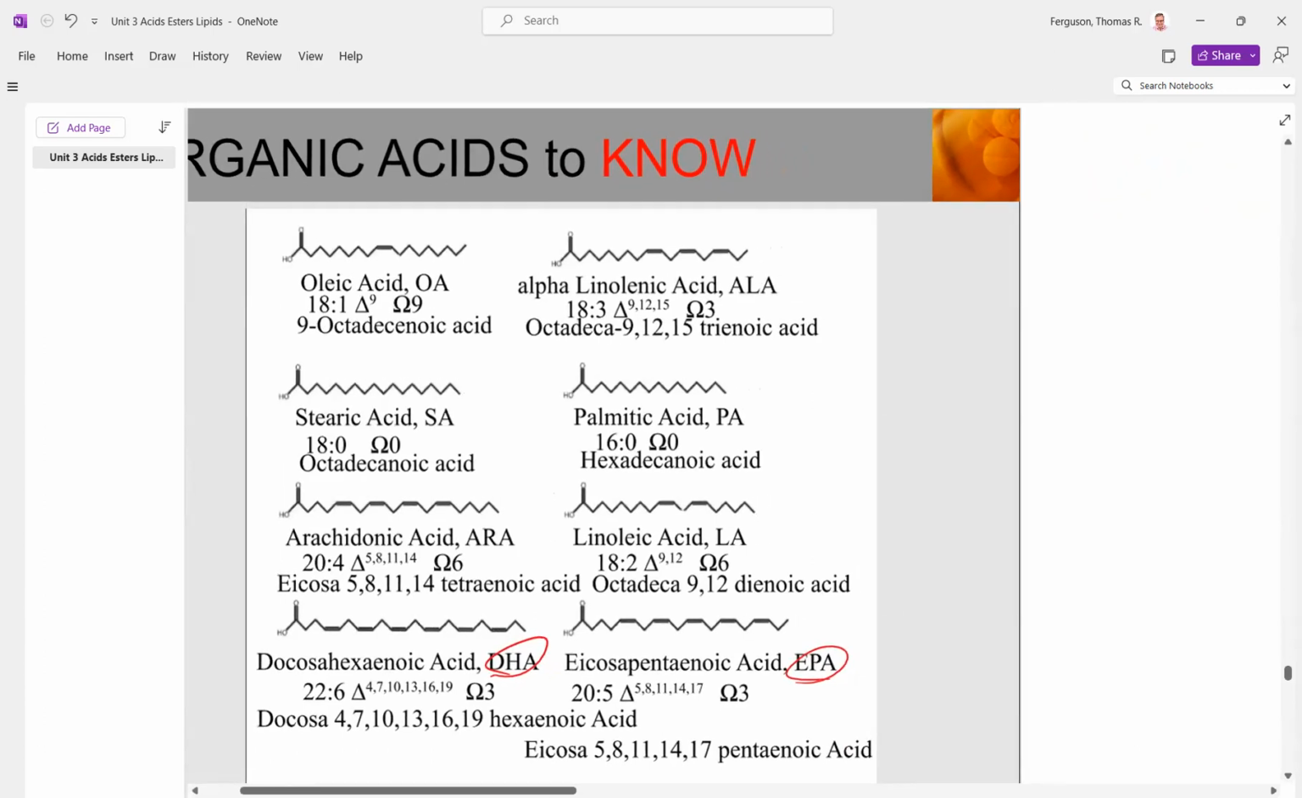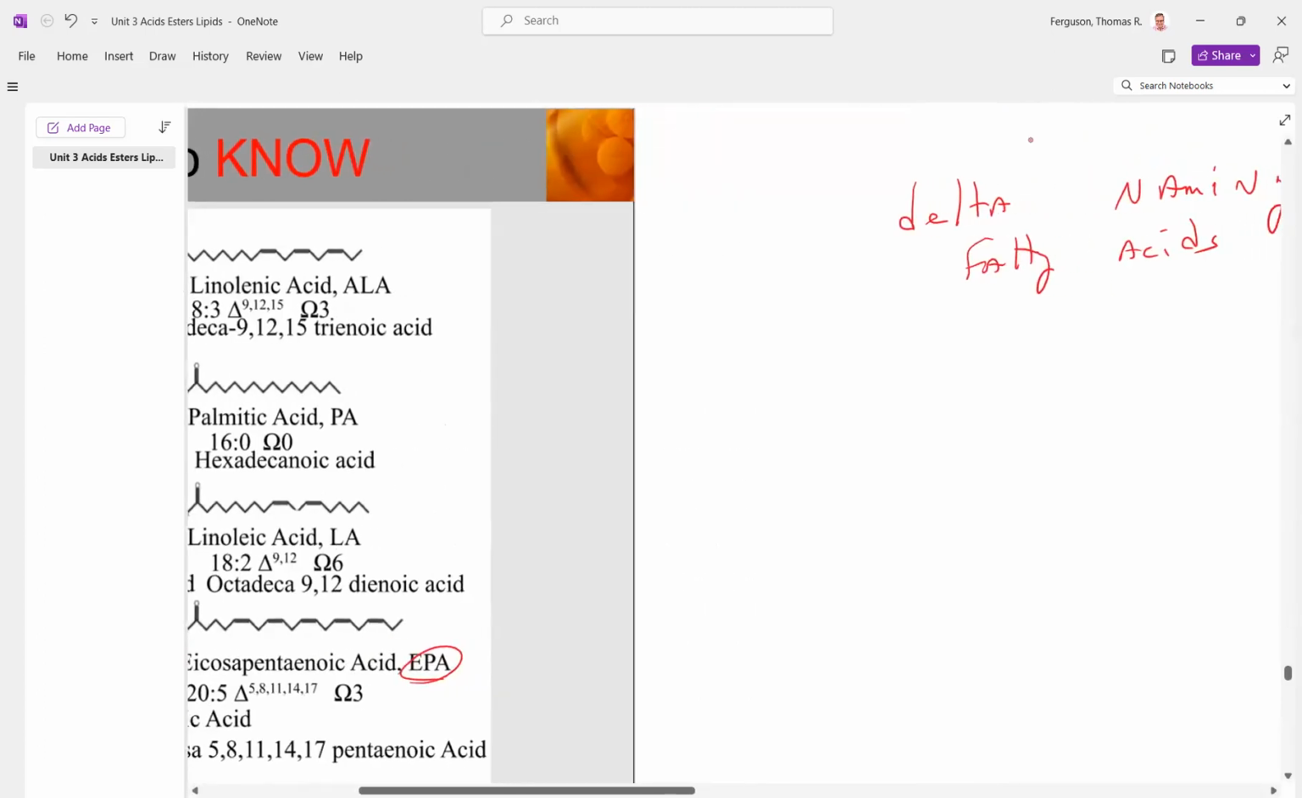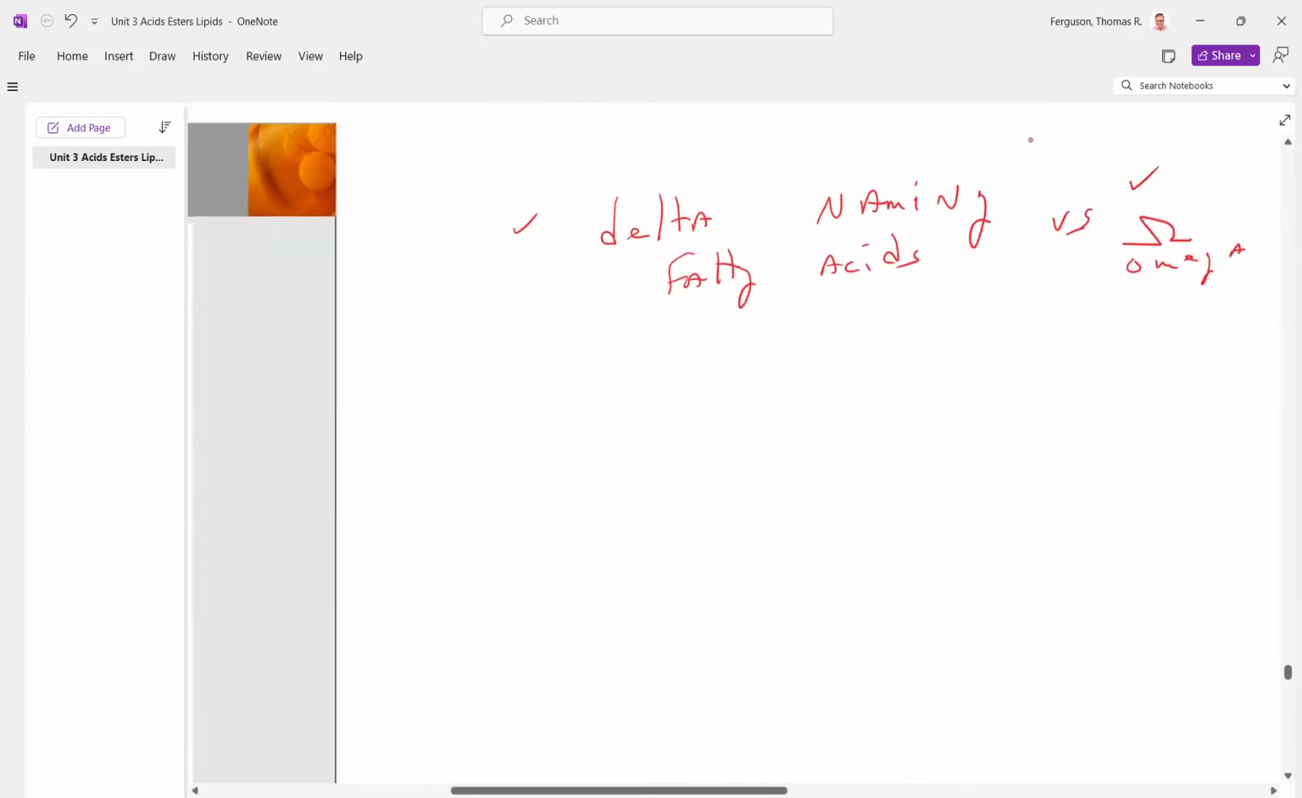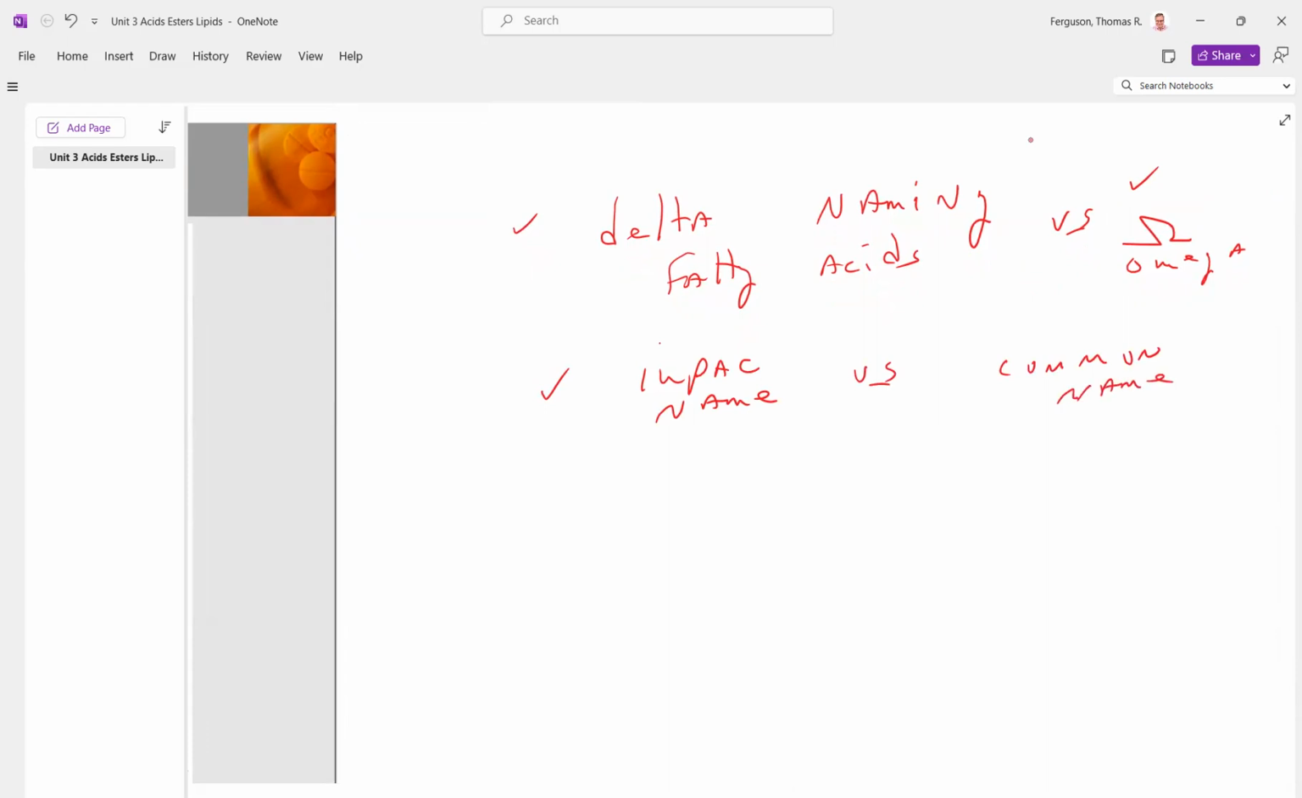So you've got three things you need to know about each one of these. One is the delta naming. Another is the omega naming. And the third thing is the IUPAC name, versus the common name.